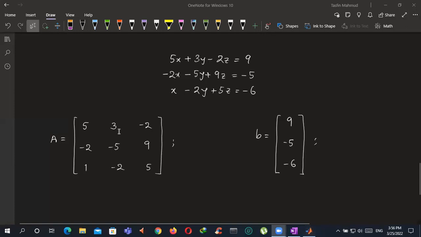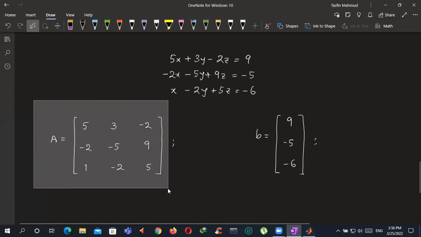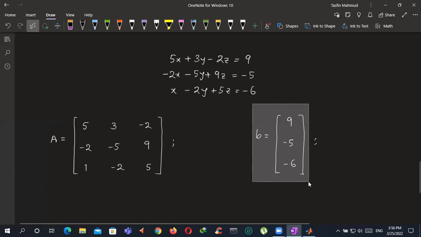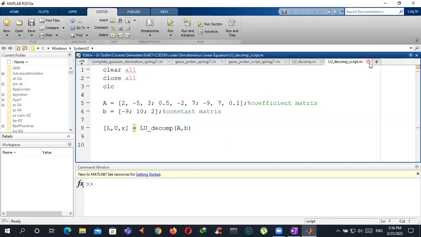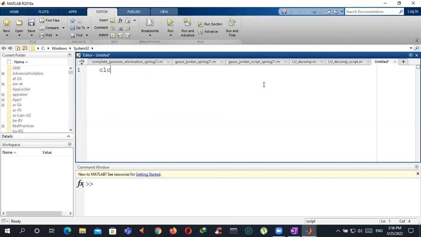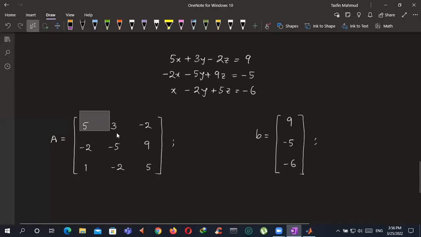So what we have to do first, we have to make these 2 vectors or 2 matrices, right? So we may create a new script. We may write that we write generally. Then for the A matrix, we are going to specify this matrix, right? 5 3 minus 2, this is the first row.